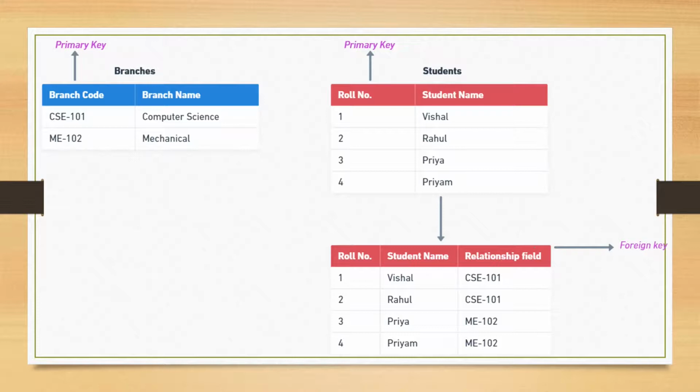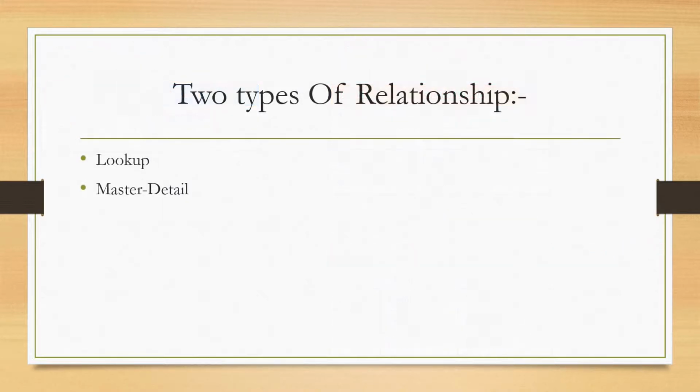And there are two types of relationships in Salesforce: one is master detail, one is lookup. Both lookup and master detail are similar to a foreign key. They are both only foreign keys, nothing other than that. But they both have some specific characteristics, which I'll explain practically.